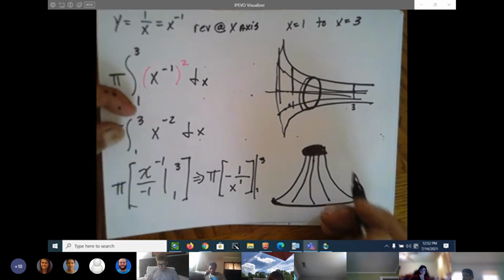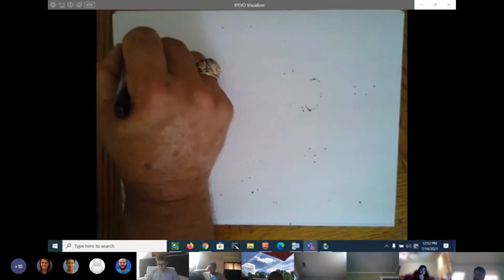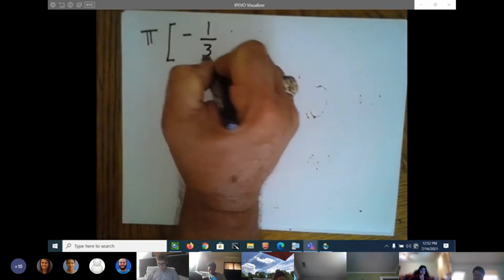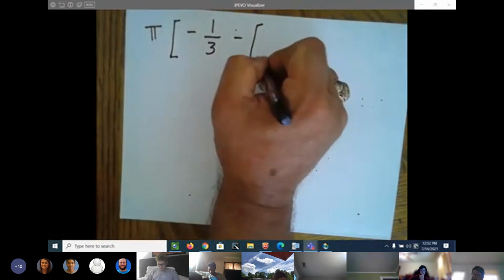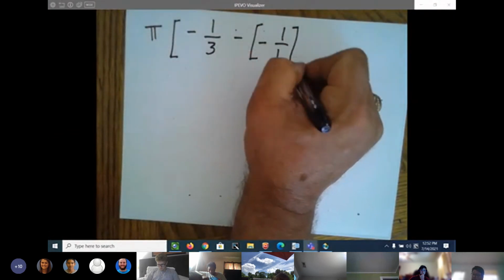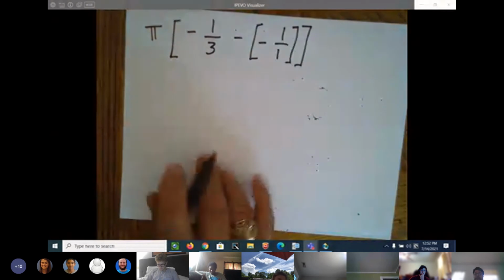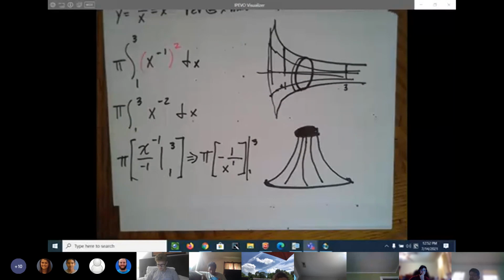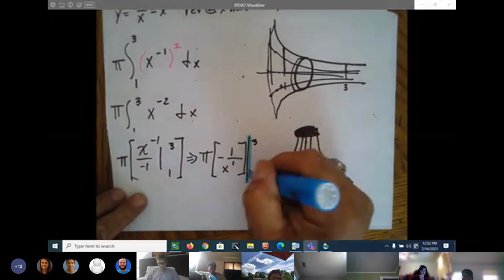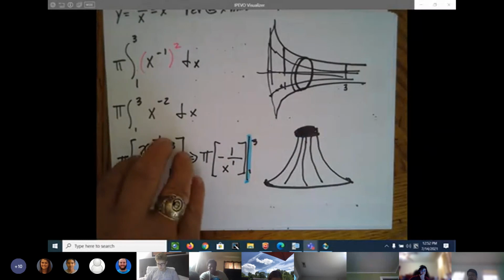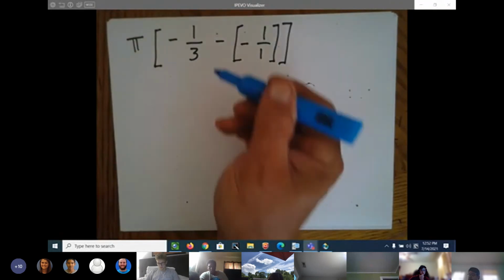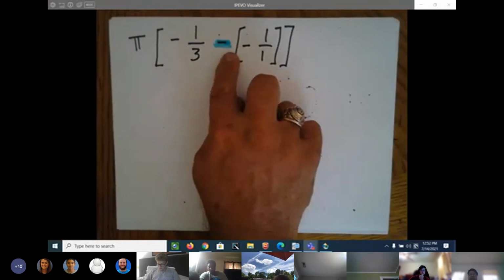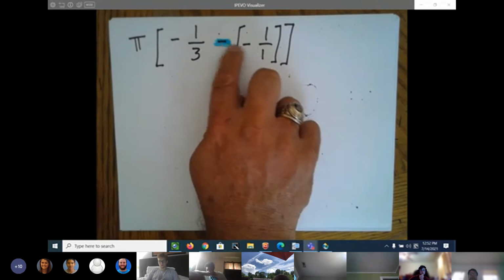All right, go to the next page. That's going to be pi times -1 over 3 minus a -1 over 1. Now remember, what does that blue line mean? It means subtraction. Subtract, because that would be the next thing that y'all screw up. Y'all make this a negative and it's supposed to be a positive.